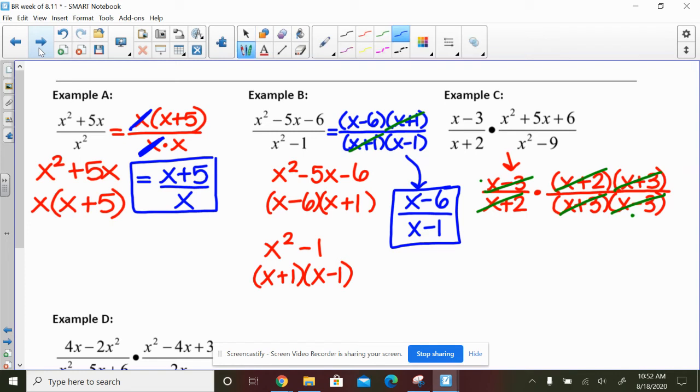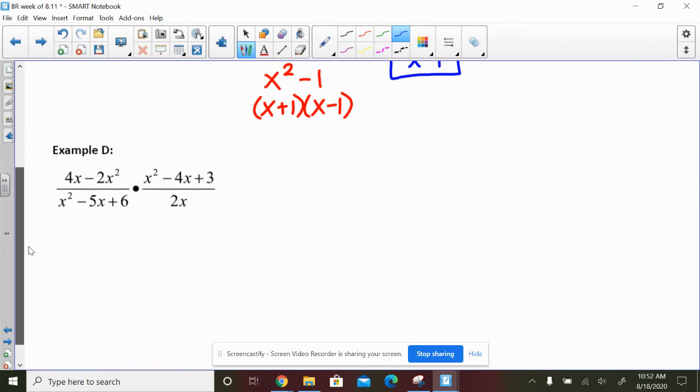If everything canceled out, I can't just say the answer is nothing. Everything canceling will make your answer a 1. Everything canceled, therefore I have 1 as my answer. Okay, so let's take a look at one more multiplying example.